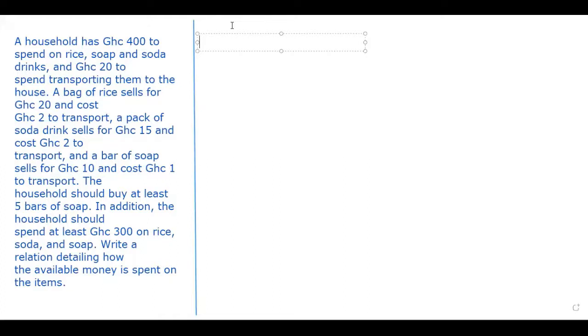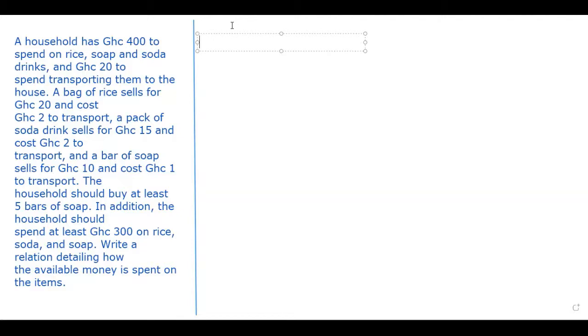In addition, the household should spend at least 300 cedis on rice, soda, and soap. Write a relation detailing how the available money is spent on the items.